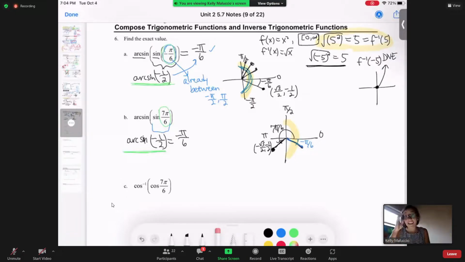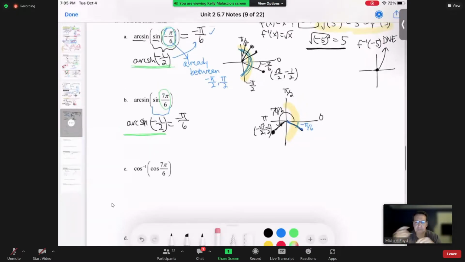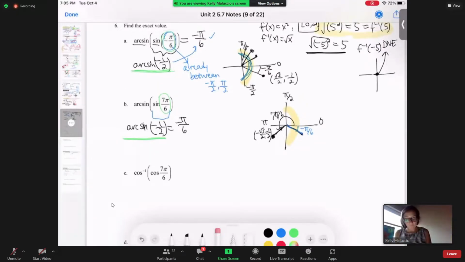Yes, exactly. Inverse is only in that restricted area, but for sine, we could take sine of any good old angle, and so that's what makes these problems tricky, because if you remember, oh, this is between negative pi over 2 and pi over 2, I don't have to do any work. It's just going to be the same thing. Then that's great. But then we get to cosine, and cosine, remember, was between 0 and pi.